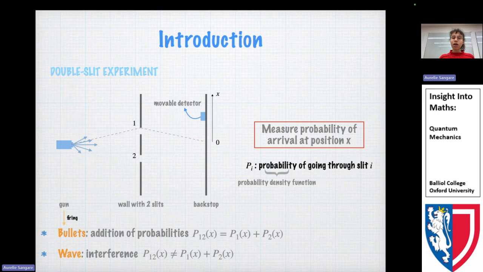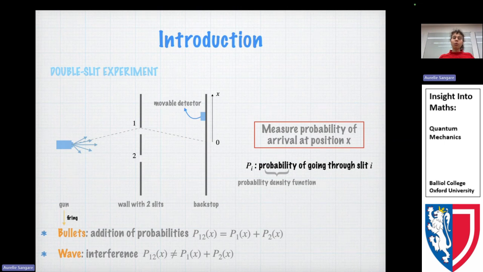So it's the sum of the individual probabilities, because the probability of the intersection, namely that they went through both slit 1 and slit 2, is 0. And so that is what you obtain, addition of probabilities, if you consider bullets which can't go through both slits at the same time.